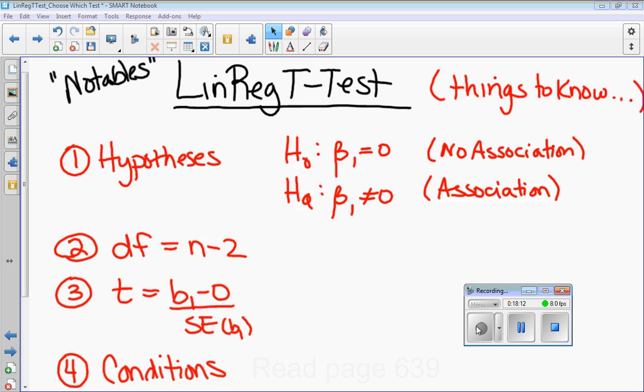This capital beta 1 stands for the slope. Remember, it's the slope of the population. When we wrote it back with the regression before, b1 was the lowercase b for the slope, and b0 was the y-intercept, I think. Do you remember that? So this is just talking about the population parameter.